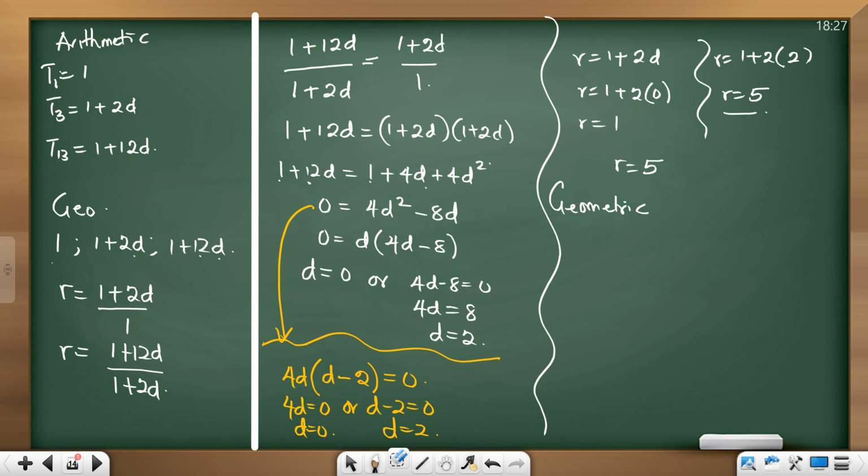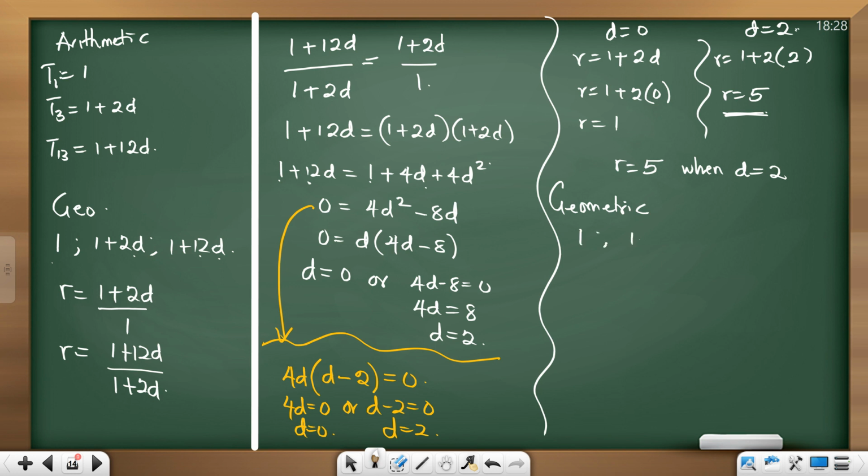We have our r as 5, right? But we are looking for the geometric. All right, wait, when did we get 5? We got 5 when d is 2. My bad there. Remember, here d equals 0. Here d equals 2. The examiner says we should choose the one where r is greater than 1. Where is r greater than 1? D equals 2. So we go back there.